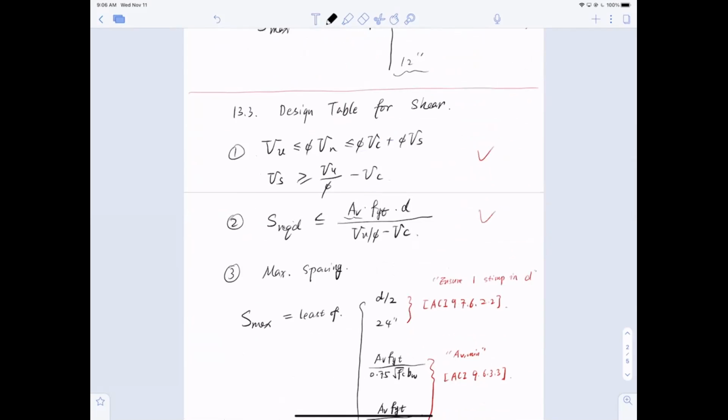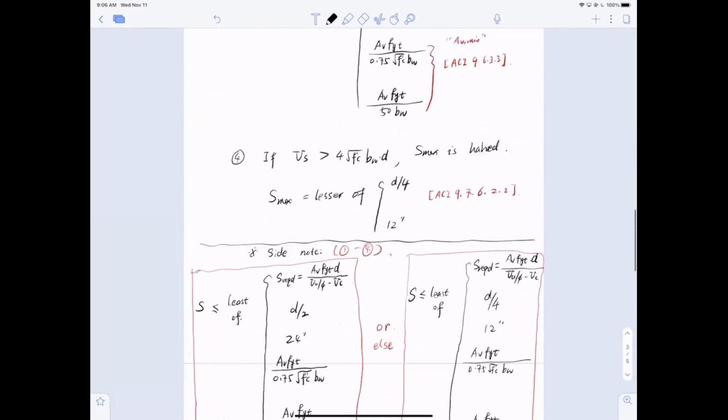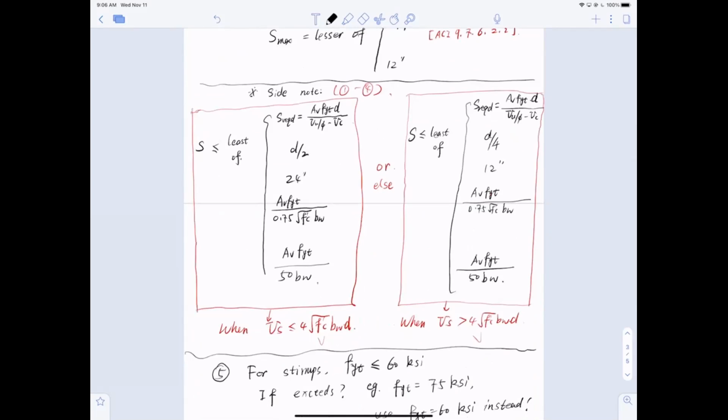These are bits and pieces, so to put all things together, now we have 2 tables, the left table and the right table. The left table is for when the stirrup reinforcement contribution Vs is smaller than or equal to 4 times square root of f'c bw d, you use this table. And if Vs is bigger than 4 square root of f'c bw d, you use this table. This is to calculate the spacing.